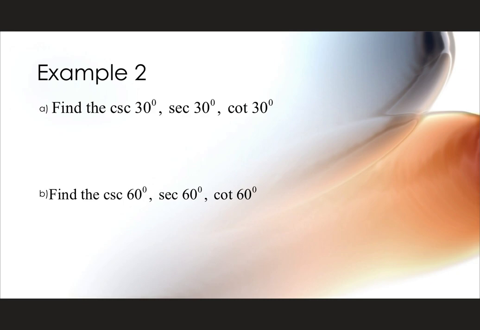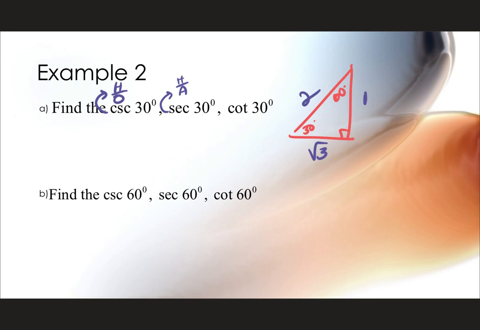So if I want to find anything of the 30 degrees, I'm going to draw out my right triangle, 30, 60, 90. Opposite the 30 is 1, opposite the 60 is root 3, and opposite the 90 is 2. So those side lengths you have to know. And now I can find the cosecant, which is the reciprocal of sine, and sine is opposite over hypotenuse, so this is hypotenuse over opposite. Secant is the reciprocal of cosine. Cosine is adjacent over hypotenuse, so this is hypotenuse over adjacent. And cotangent is the reciprocal of tangent, opposite over adjacent, which means adjacent over opposite.